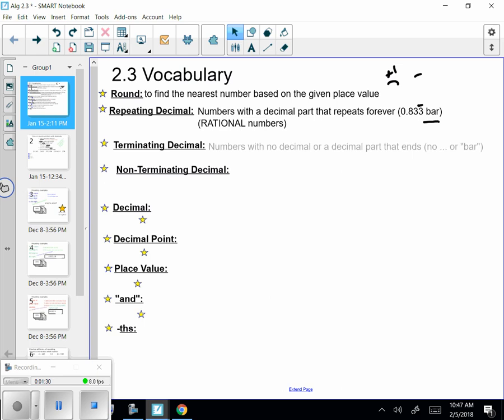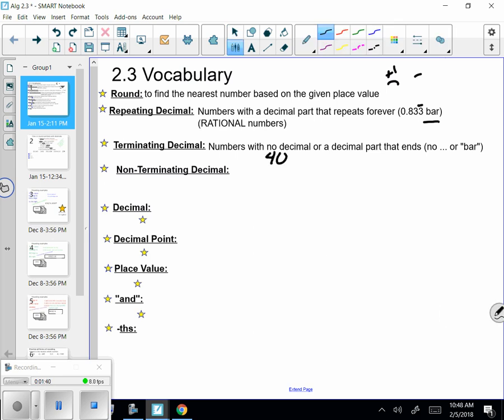Terminating decimal. Numbers with no decimal or a decimal part that ends. There's no ellipsis or bar. The number 40.40 does not continue on. It is a terminating decimal. It terminates in the hundredths place.